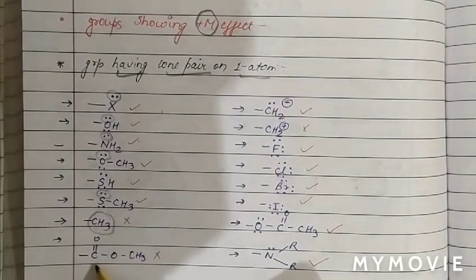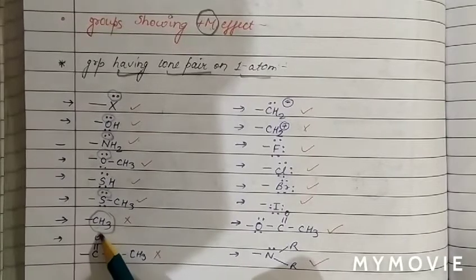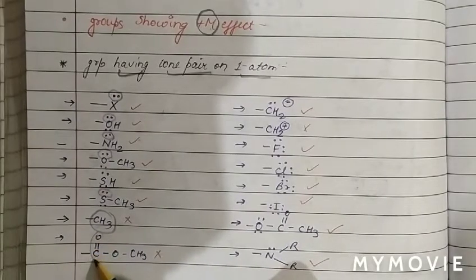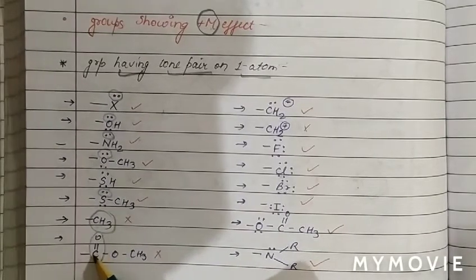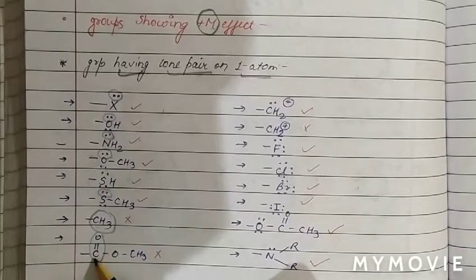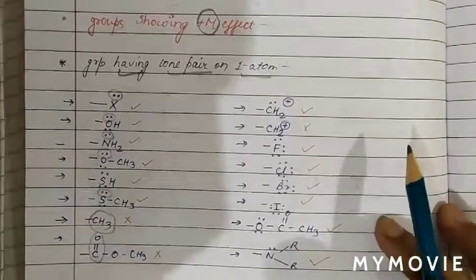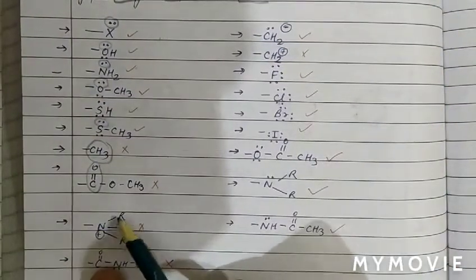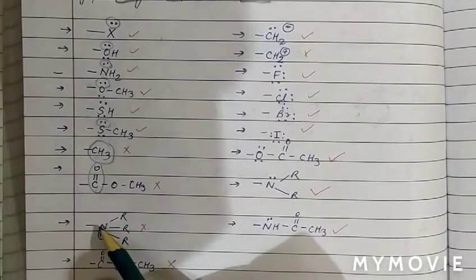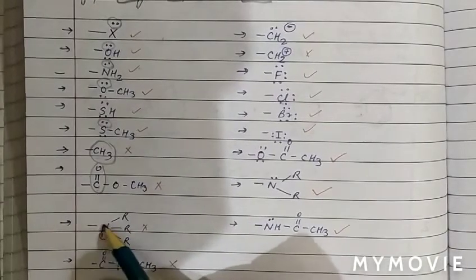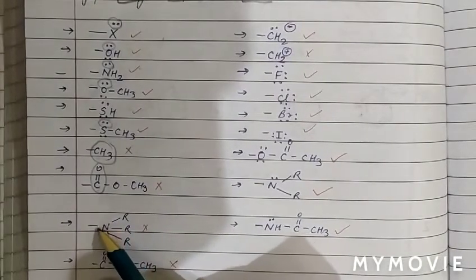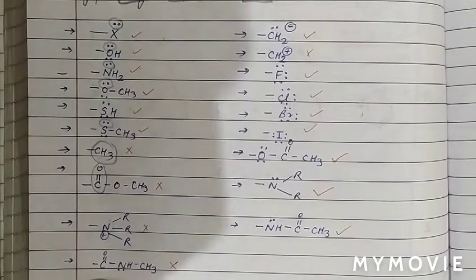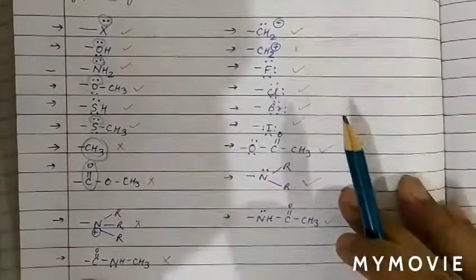See another case. In this case, the group is bonded to carbon double bond oxygen. Again, there is no lone pair of electrons on the carbon atom. Therefore, it will also not behave as a plus M group. Now see the next. The next is plus NR3. This is also a group attached to the ring. There is no electron pair on nitrogen. Therefore, it will not behave as a plus M group.